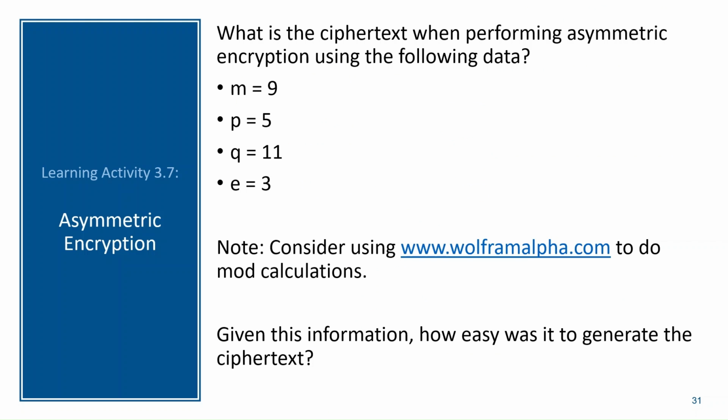After using Wolfram Alpha, given this information, how easy was it to generate the ciphertext? Well, you notice that it was relatively easy because we know what those two prime factors are. But if we were to try to reverse this with complex numbers, it would be very difficult. In fact, the process is very tedious and difficult to reverse, and so it takes computers an extremely long time to reverse encryption unless they have the key.